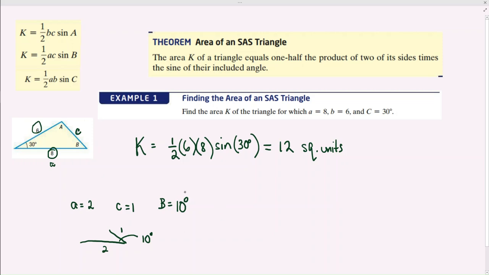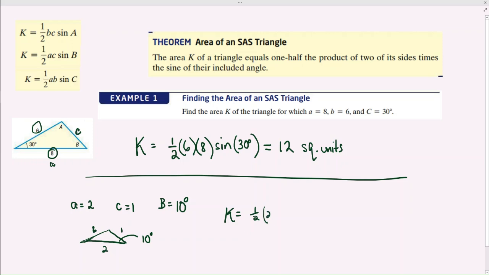Okay, so now I'm only plugging in different values, but I'm using the same formula. So we're going to have a triangle, and we're not even worried about the side length here for B. And we're going to take 1/2 times 2 times 1 times the sine of 10 degrees, and that just simplifies to the sine of 10 degrees. And that should be about 0.17 square units.